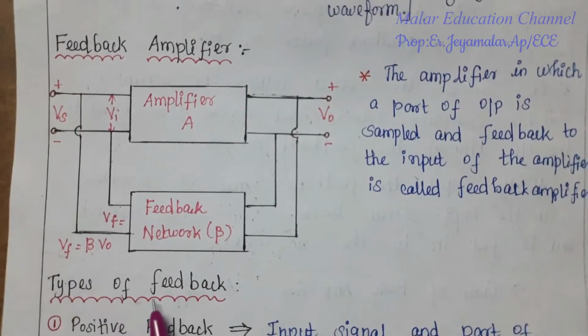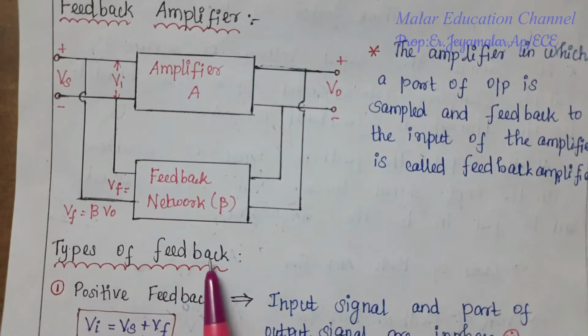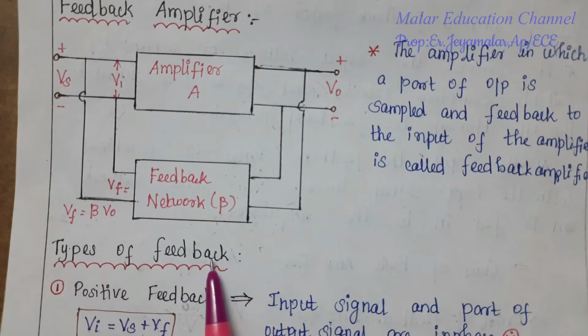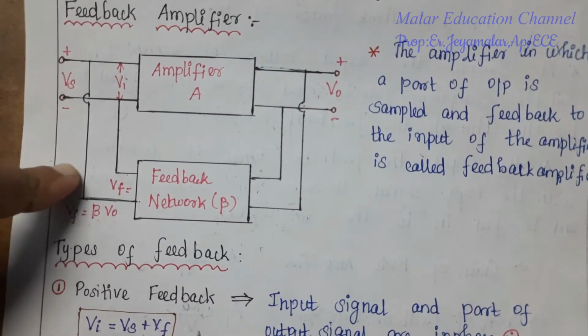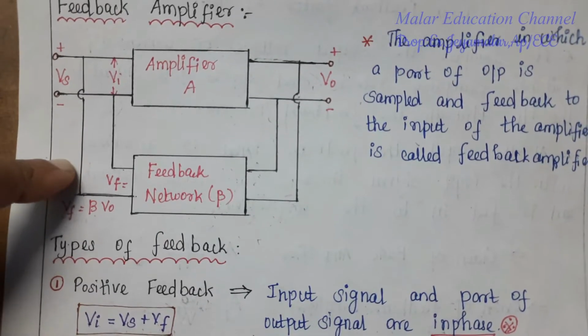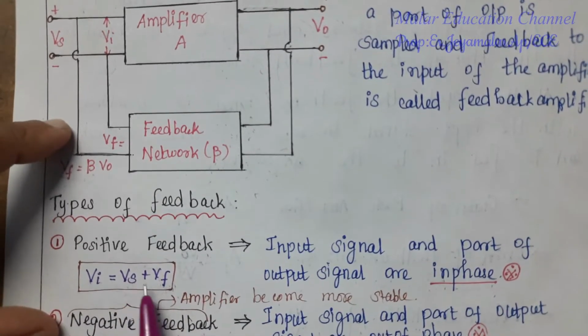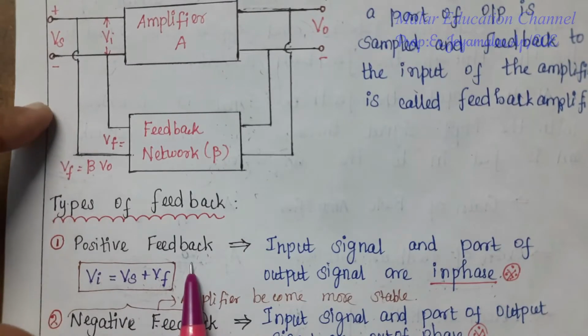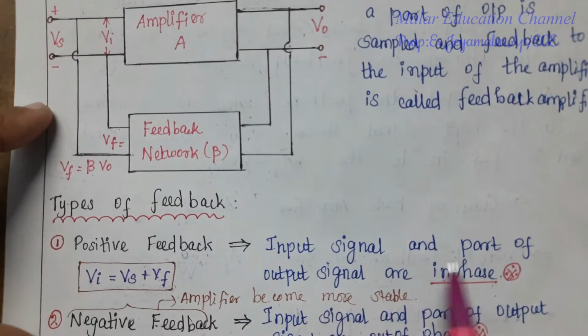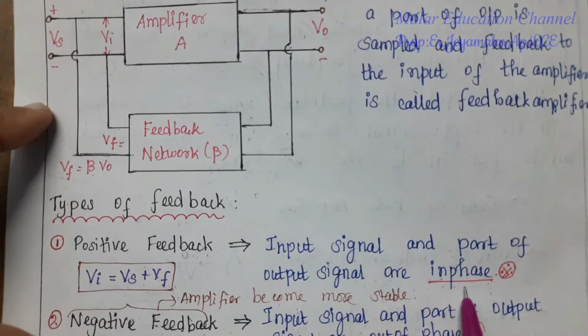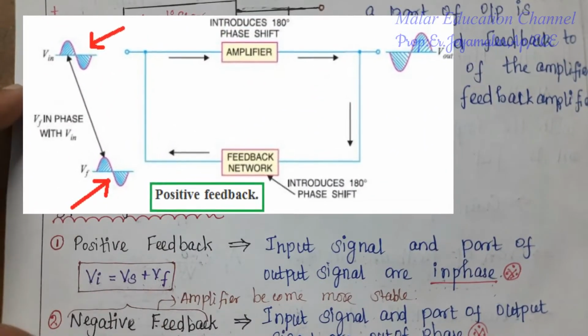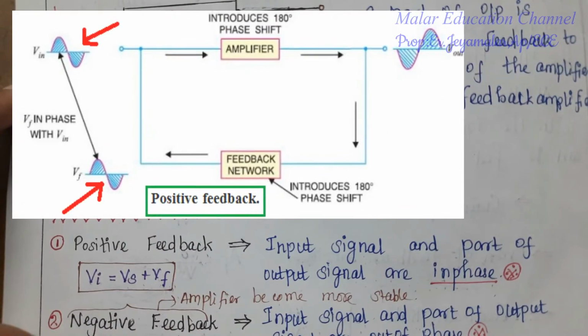Next, see about types of feedback amplifier. How to ensure whether the given feedback amplifiers are positive or negative. See here, this is for input voltage Vi, Vs for source voltage. Source voltage and feedback voltage are added, that is for a positive feedback amplifier. The important point here is that the input signal and part of the output signal are in phase. See the still here, input waveform and output waveform. Comparing the input and output, both are in phase. This is for positive feedback.